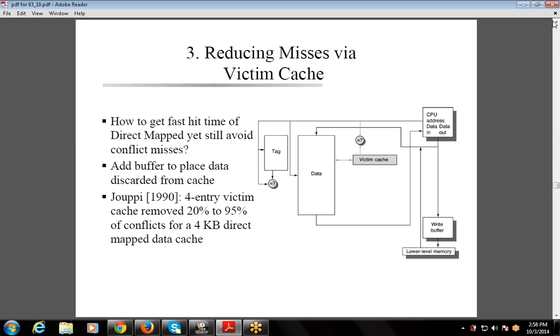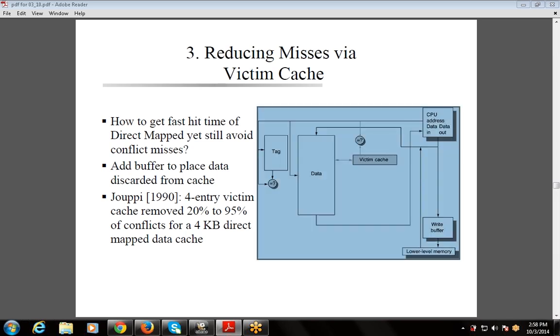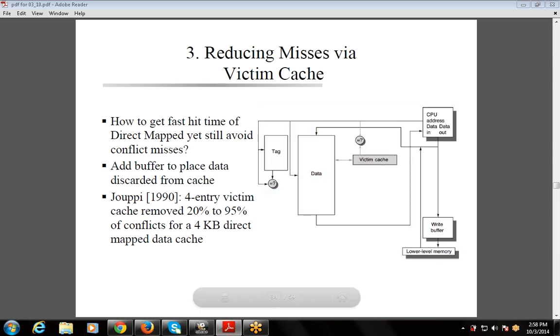Then the next method used to reduce the misses is the victim cache. That is how to get the fast hit time of direct mapped while still avoiding the conflict misses. So this is the diagrammatical representation. This is the victim cache. Add a buffer to place the data discarded from the cache.